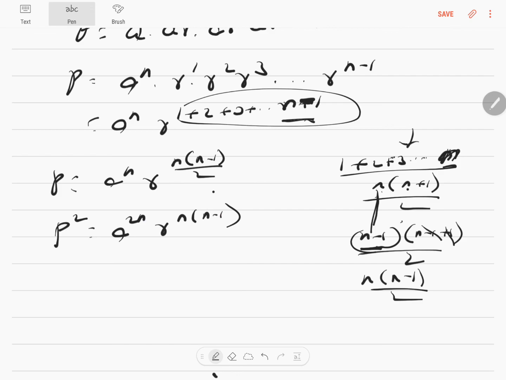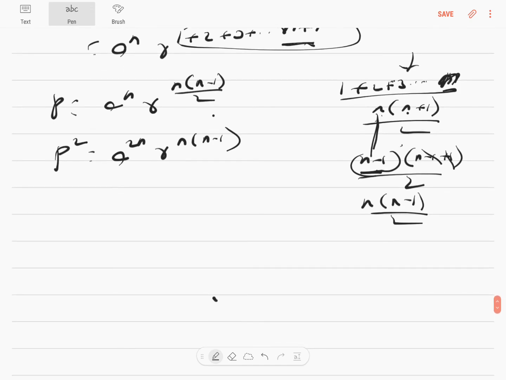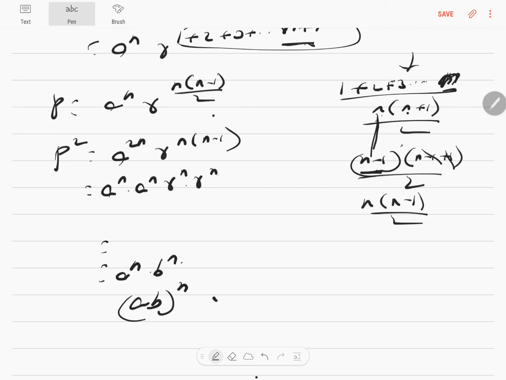Okay, now you have to prove that this is equal to ab the whole to the power n, which is a to the power n into b to the power n. So what can we do? You can write it as a to the power n into another a to the power n into r to the power n into n minus 1, splitting it. This r to the power n into n minus 1, copy as it is. Only this part, write as a to the power n into a to the power n.